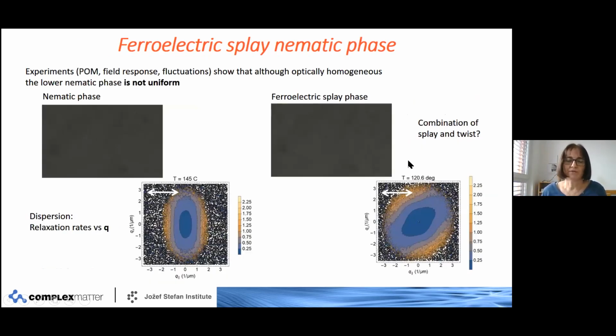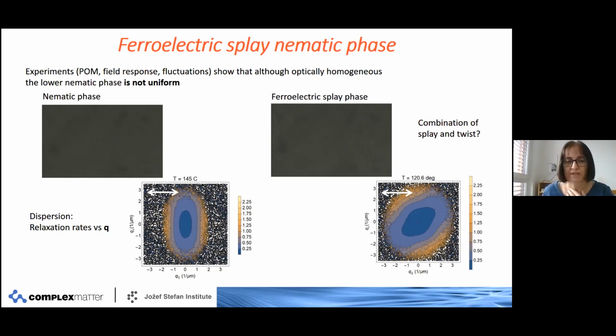In the movie, you have seen that deeper in the nematic, in the lower nematic phase, the phase looks very homogeneous, very similar to the uniaxial nematic phase. But the response to the field, or just a little bit more careful optical observation, shows that this phase is not uniform, but that the director exhibits rotation in the plane of the sample, the exact structure of which we are still investigating.